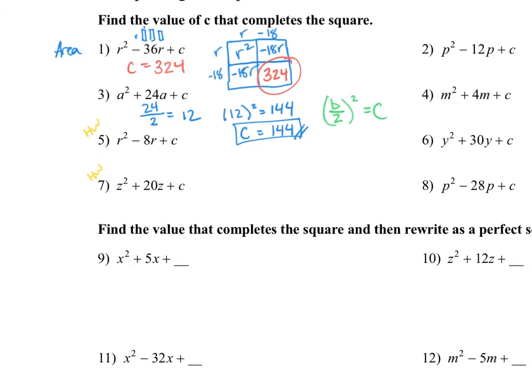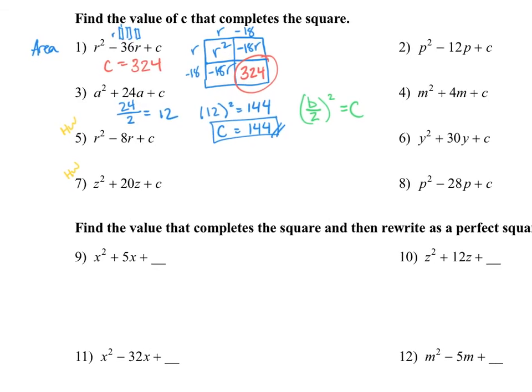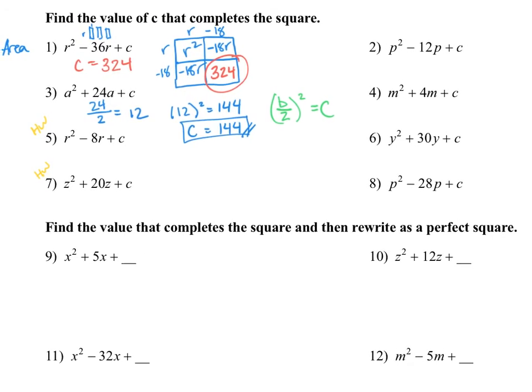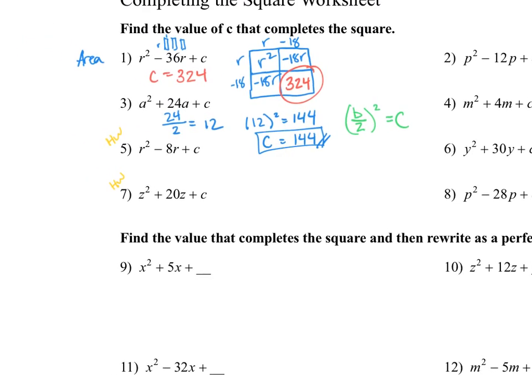So here, just trying to get all the instructions, find the value that completes the square and then rewrite as a perfect square. Okay, so we're taking an extra step from what we have. So we still have to find the c value, but now we have to put it into a perfect square. So for us, let's take a look at number 9. If I use the same process that we did before and I cut this in half, well, I'm like, ooh, that's an odd number. If I cut it in half, that'll be a fraction. Okay, so it's a fraction. Who cares? You can handle that, I promise.